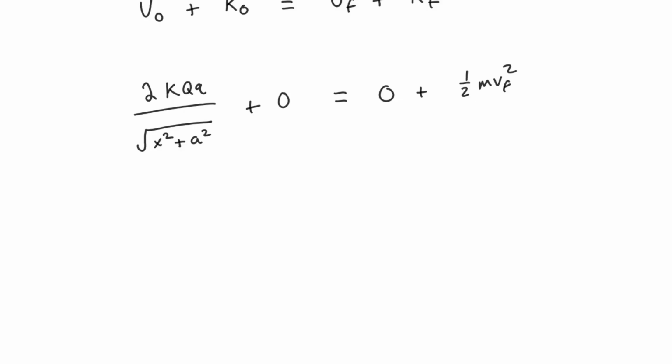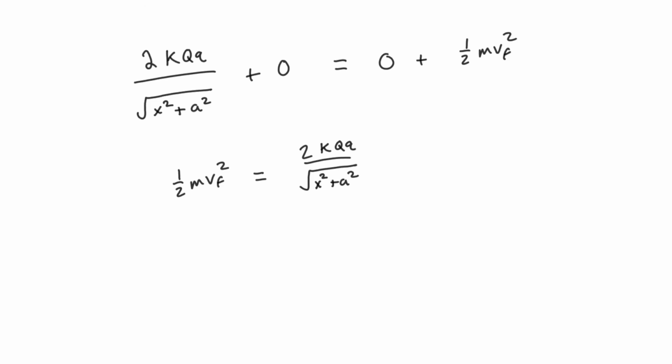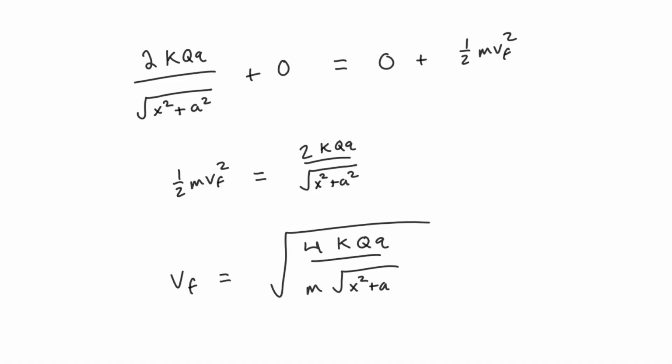All right, now we can solve. So 1/2 mvf squared is equal to 2KQq over the square root of x squared plus a squared. So we cannot cancel the 2 because the 2 and the 1/2 don't cancel. So we would multiply by 2 divided by m and then take a square root, and we would get vf equals the square root of 4 KQq divided by m times the square root of x squared plus a squared. So we get this interesting nested root relationship.